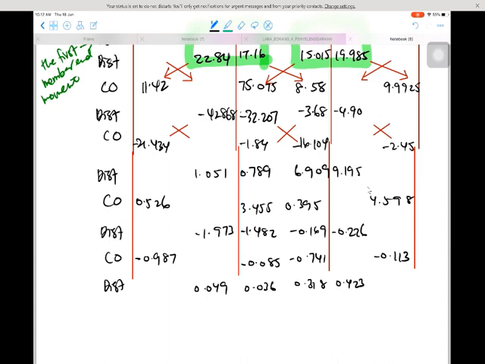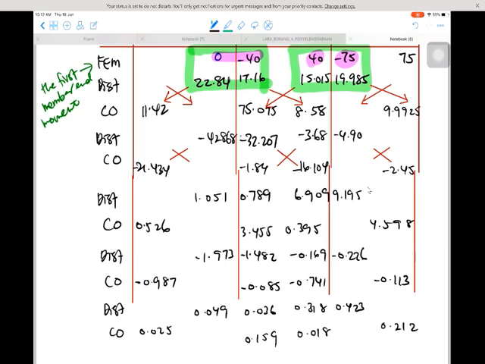Okay, carry over first. 0.049 divided by 2, we get 0.025. 0.036, this is 0.018. 0.318 divided by 2 is 0.159. 0.423 divided by 2 is equal to 0.212. Okay, how many distributions until now?